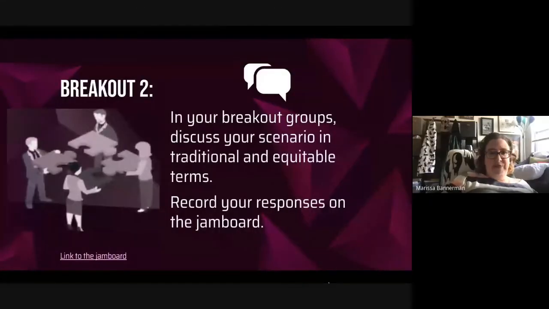So in your breakout rooms, you're going to discuss your scenario and your traditional and equitable terms. And I'm going to put the link to the Jamboard in the chat. Everyone's going to be sent into a numbered breakout, and then you're going to find that breakout on the Jamboard. There are 20 slides, and I think we're going to have maybe 18 breakouts, 15 breakouts. Here's the link. And here we go. You're going to have 8 minutes.